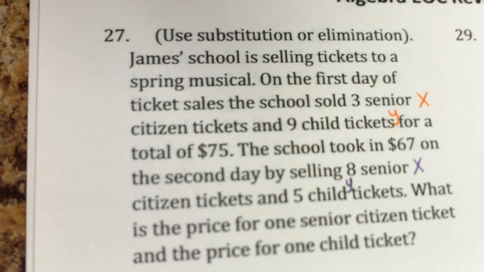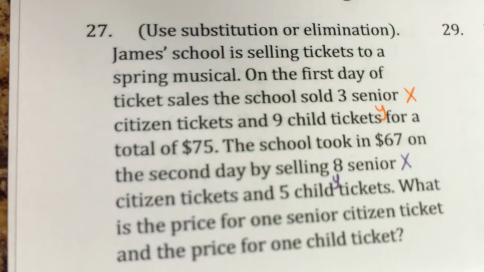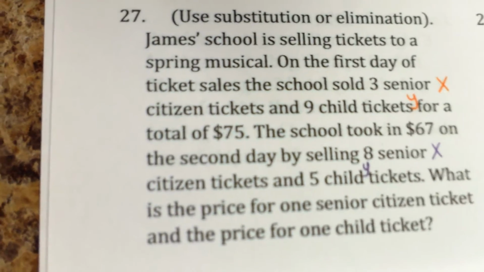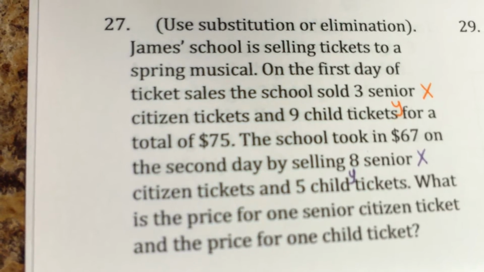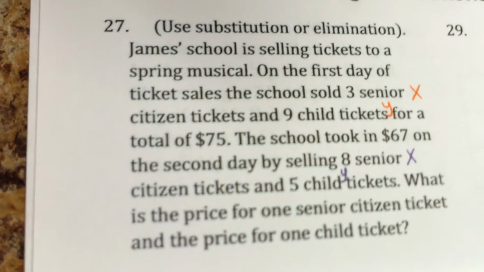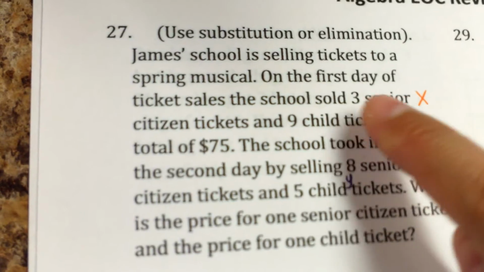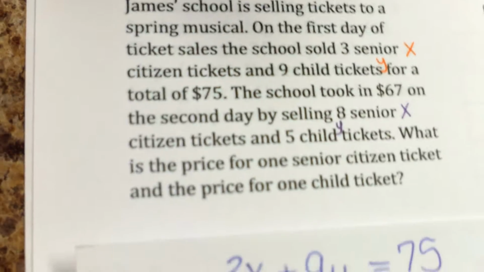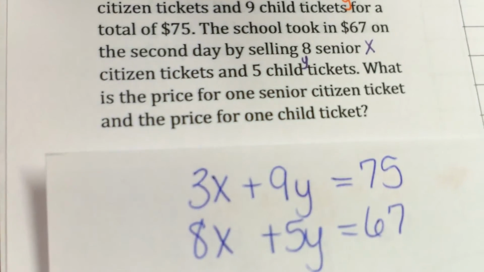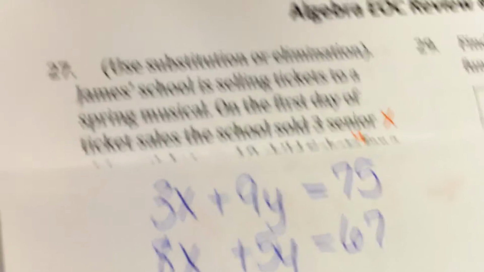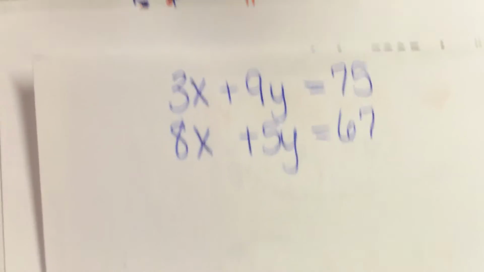Alright, so now we're going to solve this problem using elimination. The previous video showed you how to use substitution. This is now for elimination. So we're still using X and Y, X standing for senior citizen, Y standing for child tickets. And here are my two equations.